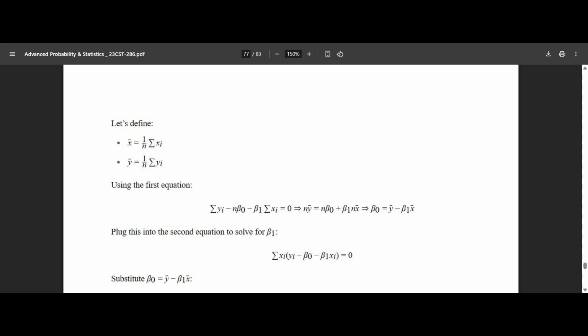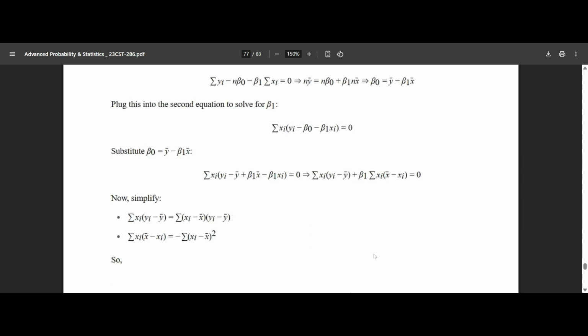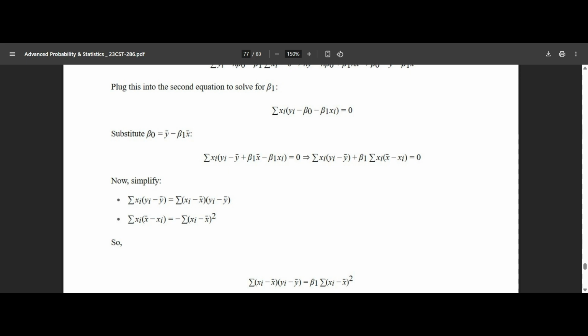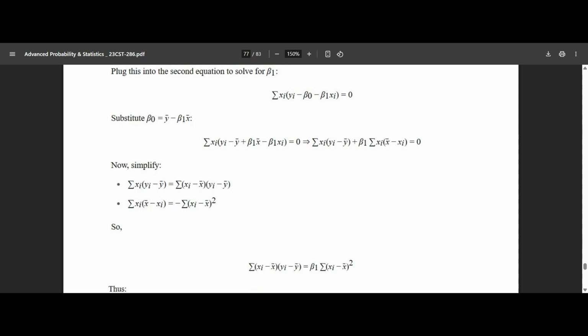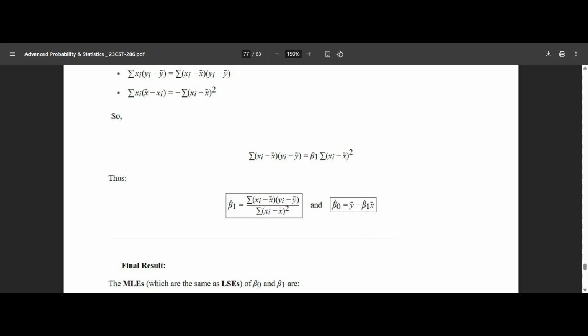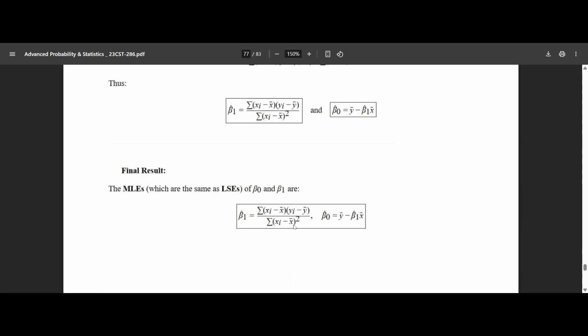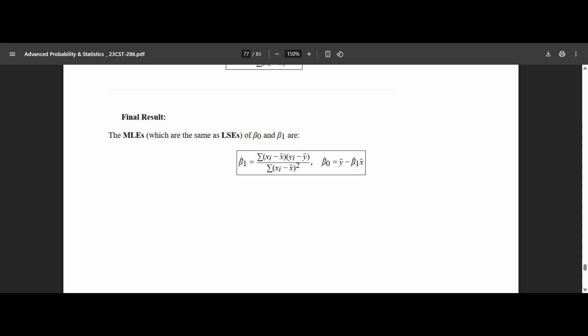Then using the first equation we get b0 equals y bar minus b1 x bar. Plugging into the second equation we get this. Technically this is a bit lengthy and tedious sum, but it is a basic sum related to linear regression. So finally, we get B1 equals sigma (xi minus x bar)(yi minus y bar) divided by sigma (xi minus x bar) whole square, and beta naught equals y bar minus beta 1 x bar. So the final result, the MLEs, which are the same as the LSEs of B0 and B1, are B1 equal to this and B0 equal to this.